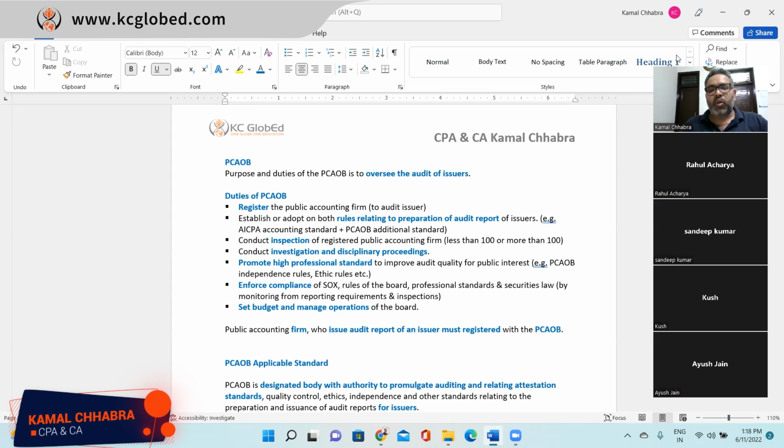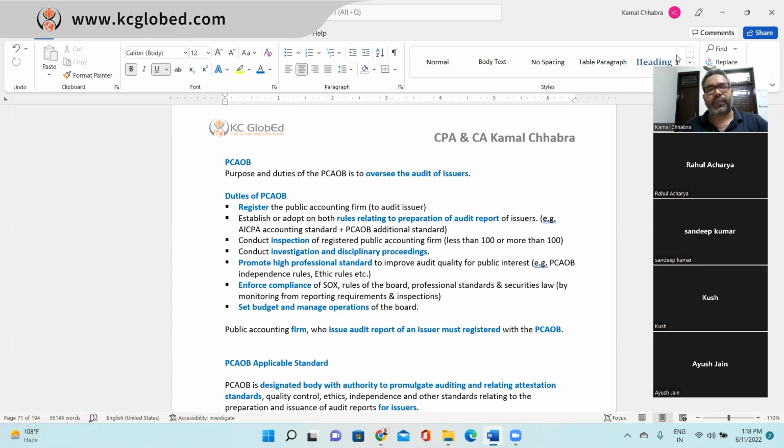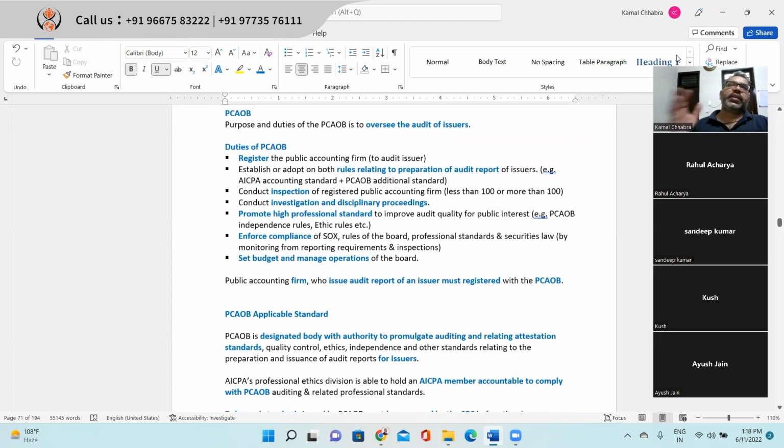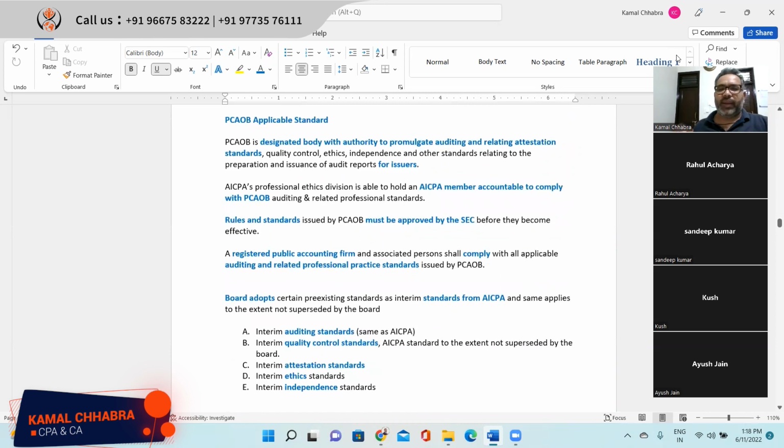A public accounting firm that issues an audit report of the issuer must be registered with the PCAOB. We discussed this earlier also. Here again we are reiterating that a public accounting firm doing the audit of the issuer, or appointed to conduct the audit of the issuer, must register with the PCAOB. So far we have discussed the objective and purpose of the PCAOB, and the duties and responsibilities of the PCAOB. Now we are coming to PCAOB applicable standards.